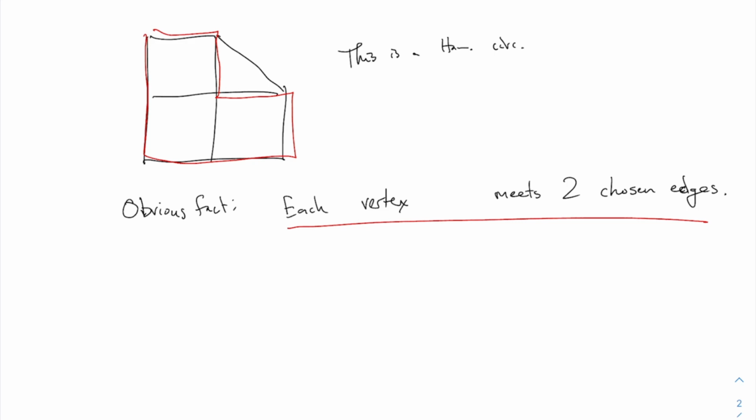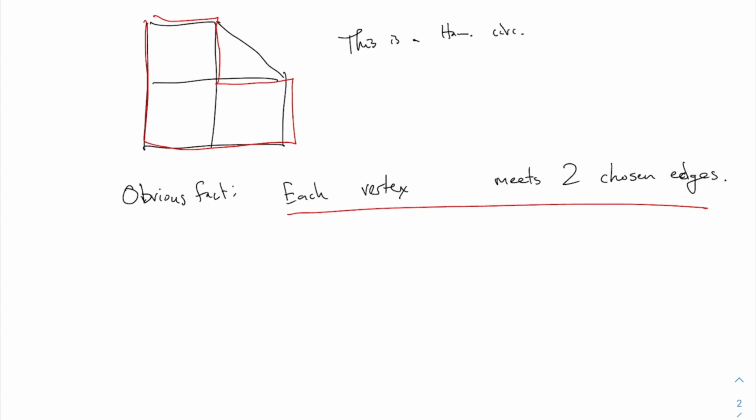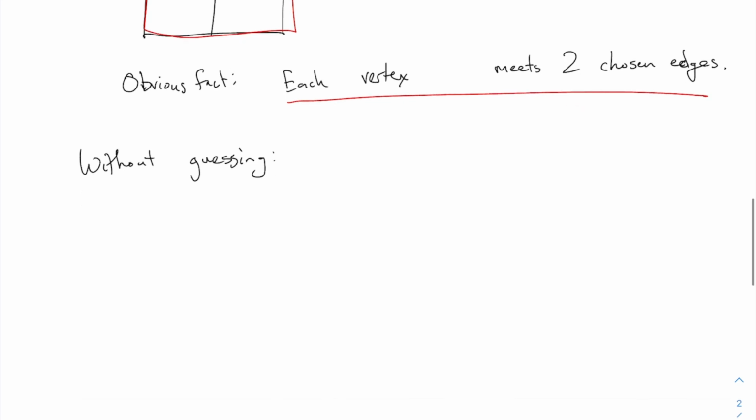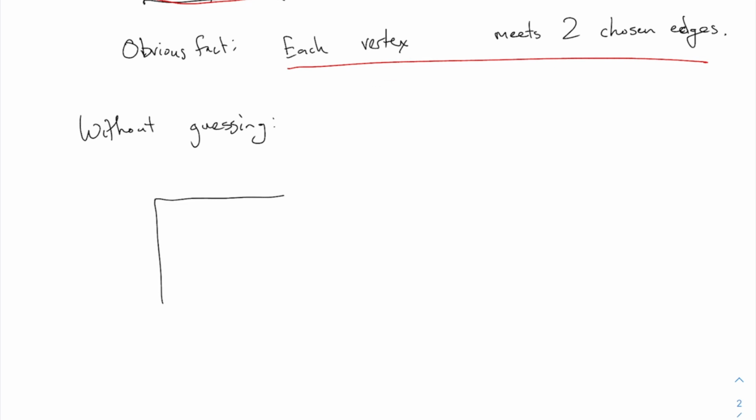In fact, it will allow you to build that Hamilton circuit even without just kind of looking and guessing. So without guessing, we use this fact about each vertex meeting two chosen edges. I'm going to draw the same graph here, although I'm going to try and explain how you could do this without any guessing. Because, of course, just guessing answers works sometimes, but it's not a great strategy. It would be best if we had some actual method. All right, here's what I look at.